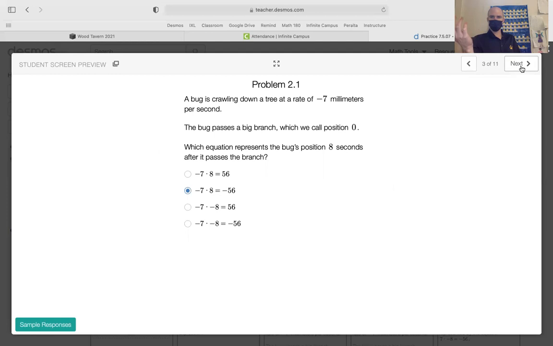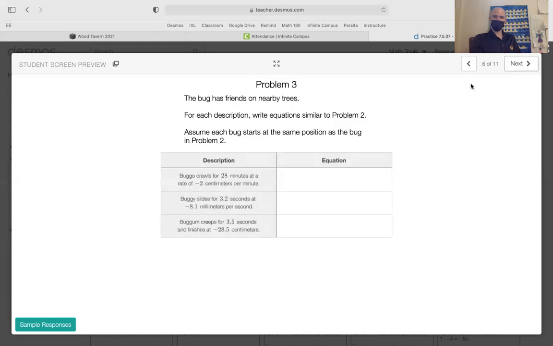I guess the starting position is always the branch that is position 0, I think. So the first description says Buggo crawls for 28 minutes at a rate of -2 centimeters per minute. Okay, so the rate is -2, and we're going to multiply that by the time, which is 28 minutes.